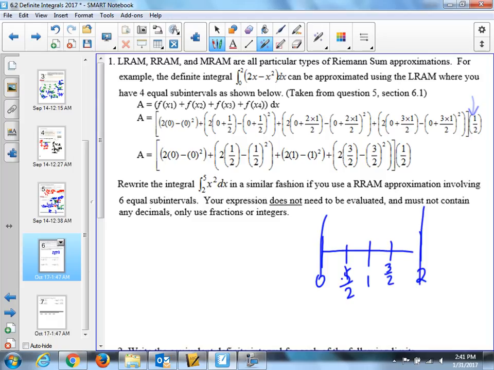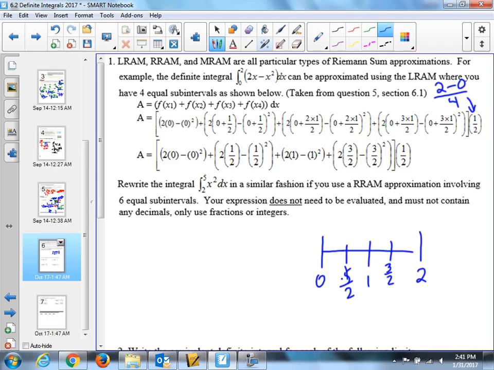How wide is the whole span? 2, because you're going final minus initial. 2 minus 0 divided by, so where does this come from? It comes from 2 minus 0 divided by how many sections or subintervals did I say to use? 4. That's where that came from. Okay?